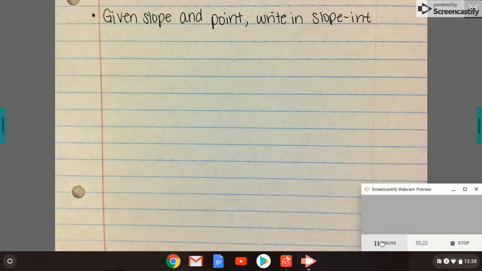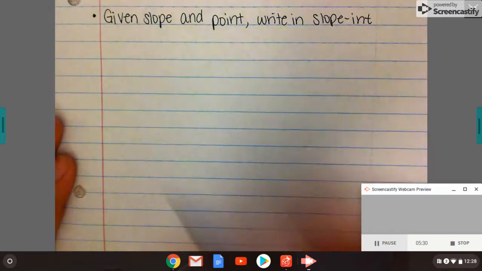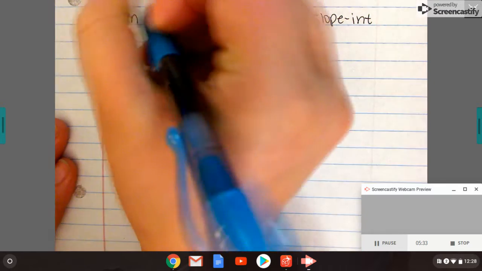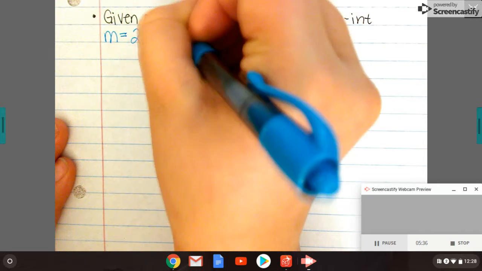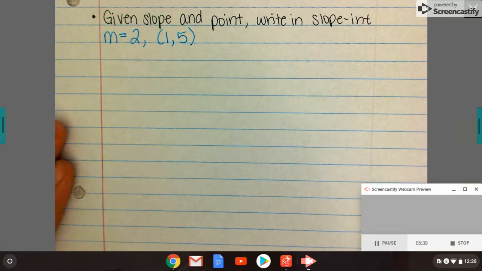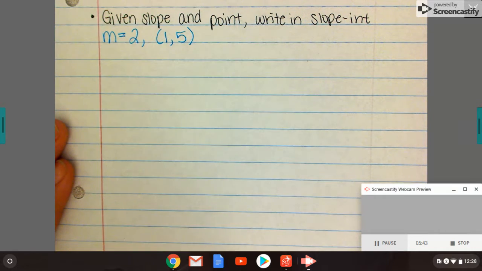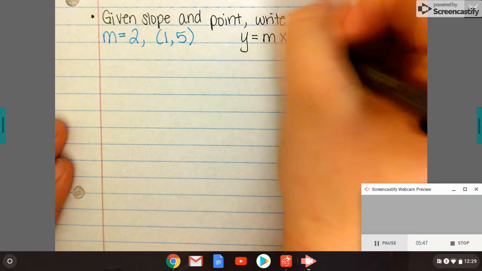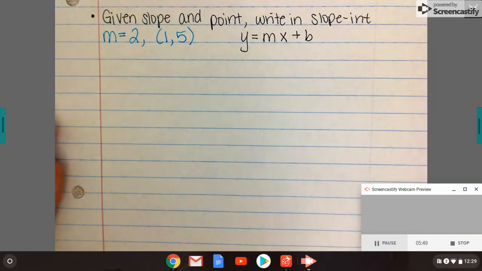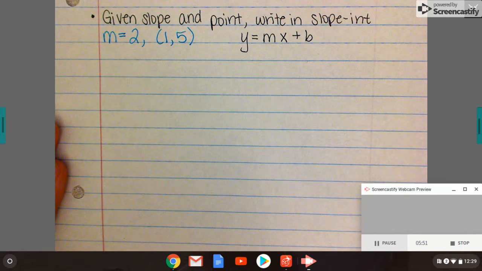All right, the next one, we're going to look at given different things on each one of these, and each one we're going to look at writing it in slope-intercept form. So given a slope and a point. So if I was given m equals 2, and the line goes through the point (1, 5), and I'd like to write it in slope-intercept form, the way that I go about these kind is to first think of our goal. So start with the end in mind. So y equals mx plus b is how I'd like it to look at the end. And let's see what we already have and then what we need.